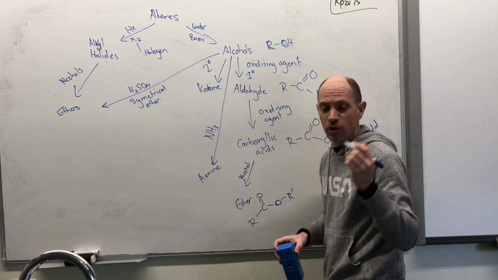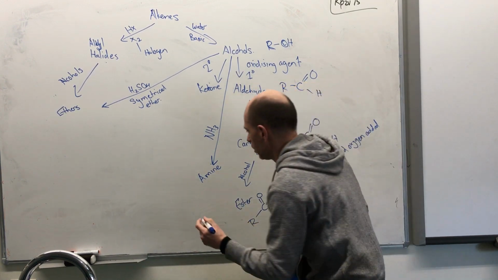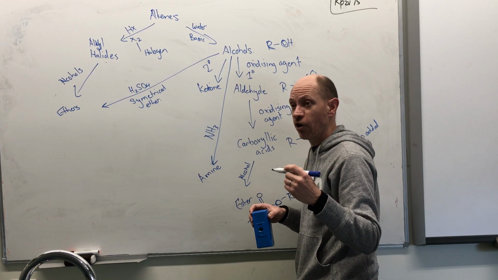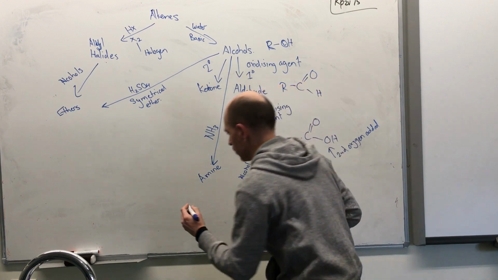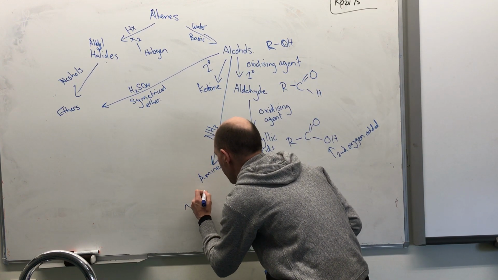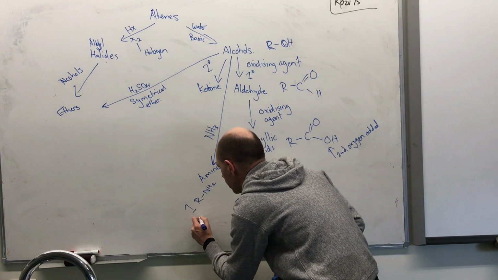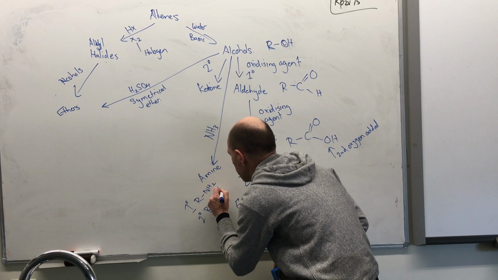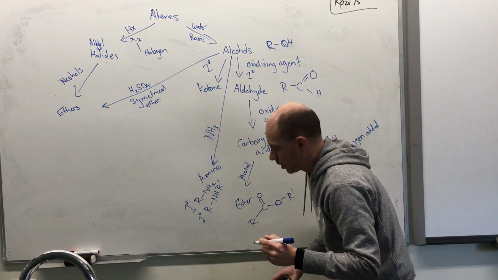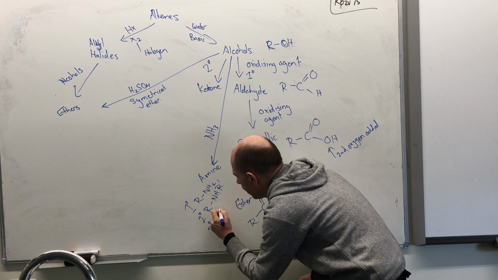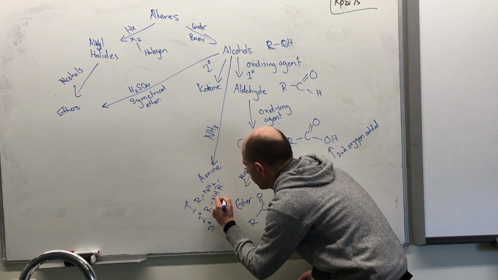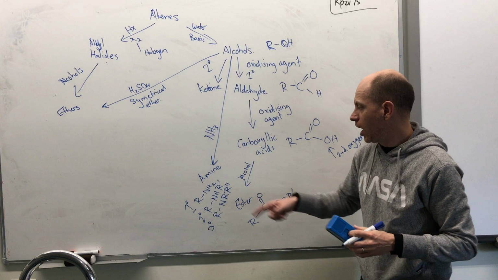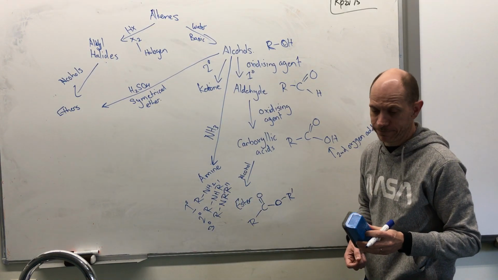And remember, you can have primary, secondary, and tertiary amines. The primary, secondary, and tertiary nature of the amine refers to whether the hydrogens on the nitrogen atom are replaced by carbons or not. So a primary is RNH2, a secondary is R-N-H-R prime, and a tertiary is R-N-R prime-R double prime. So we've got two different R groups attached to that nitrogen atom.